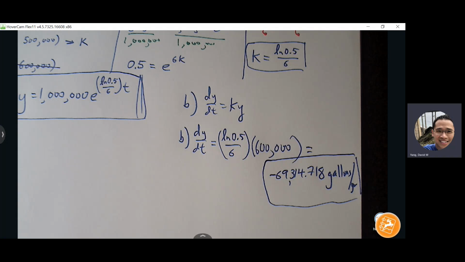So we know that the amount of oil in the well is decreasing at a rate of negative 69,000 gallons per year.